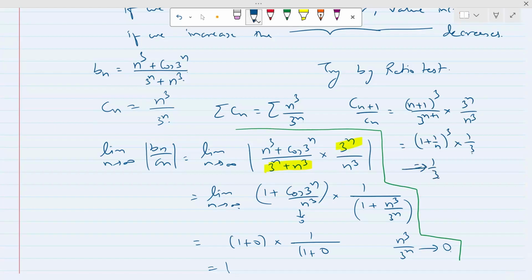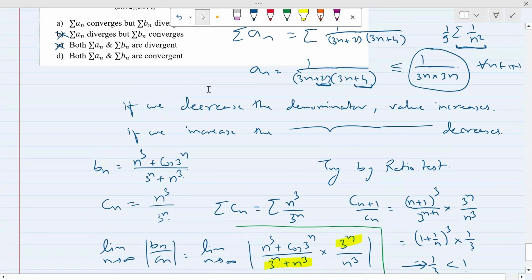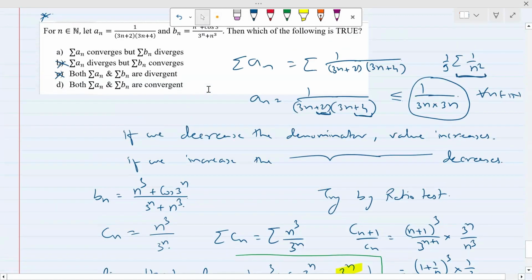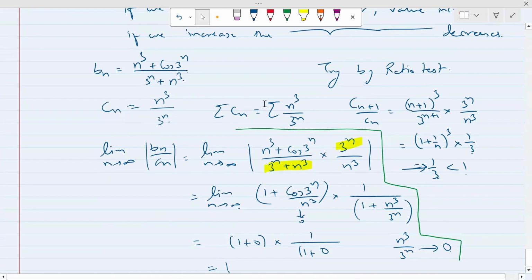The limit goes to 1 by 3, which is less than 1. So what can I conclude about summation Cn? It is convergent. Yes, absolutely correct. So by ratio test, summation Cn is convergent. So summation Bn is also convergent. So what is my correct option? Option D. Good. Both summation An and summation Bn are convergent. Yes, correct.